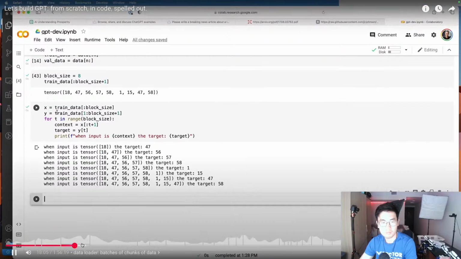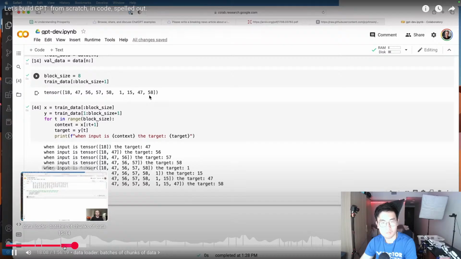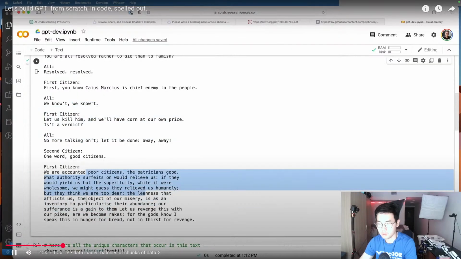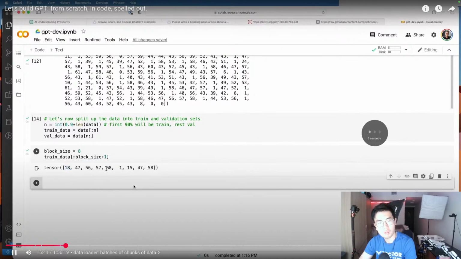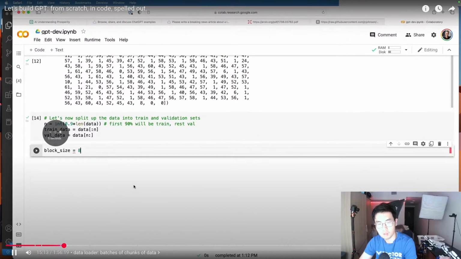Okay, so we've looked at the time dimension of the tensors that are going to be feeding into the transformer. There's one more dimension to care about, and that is the batch dimension. We train on chunks of the data at a time, and these chunks have some kind of a length, which goes by different names. I'll explain. Let's start with a block size of just 8.